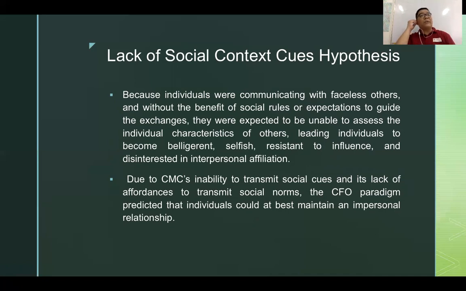And I think this is pretty true when you're communicating online. You cannot really see the facial expressions of a person. You cannot see the gestures being used when communicating with certain words. Okay? Leading individuals to become belligerent, selfish, resistant to influence, and disinterested in interpersonal affiliation. That is why if we notice, when interpersonal communication is happening using computer-based channels, it's very difficult for us to establish that it's indeed interpersonal communication because the feedback system may not be accurate.